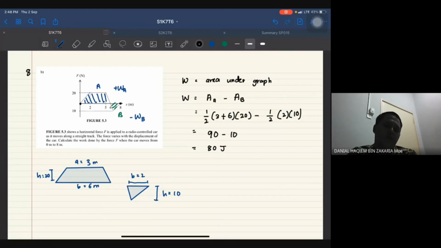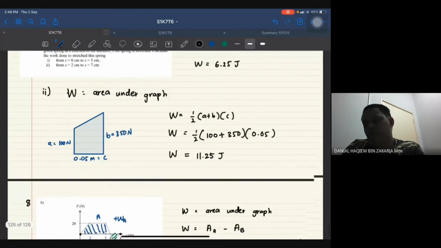So work done is basically the area under the graph. Be careful if you have the work done below the horizontal line, that one would be a negative area or negative work lah. So you just have to put the minus sign manually. So the negative actually means energy taken out from the system. Okay, kalau positive tu energy into the system.